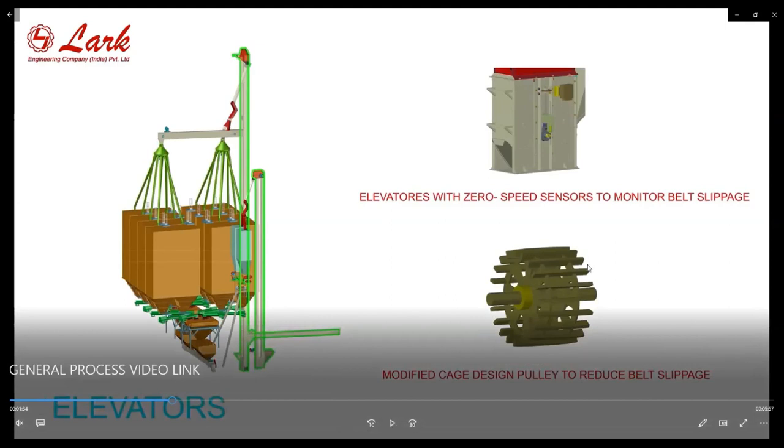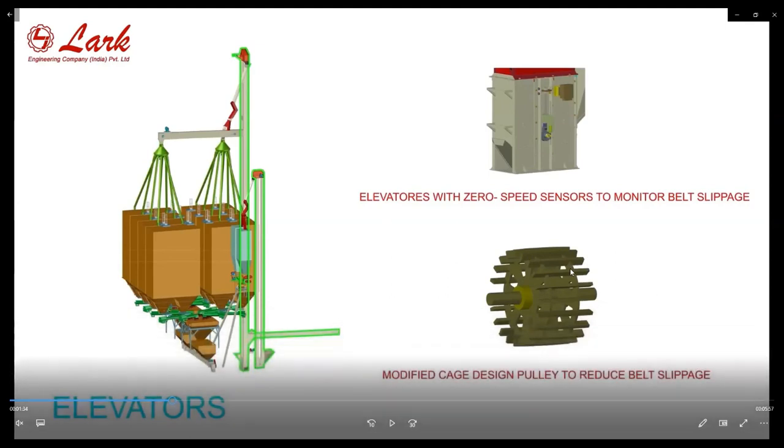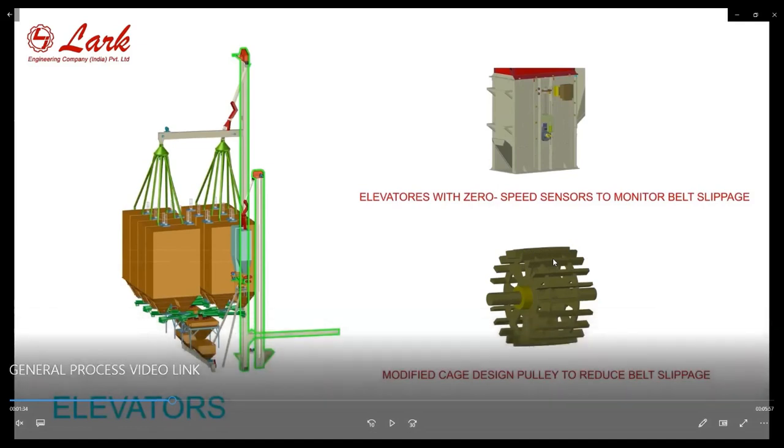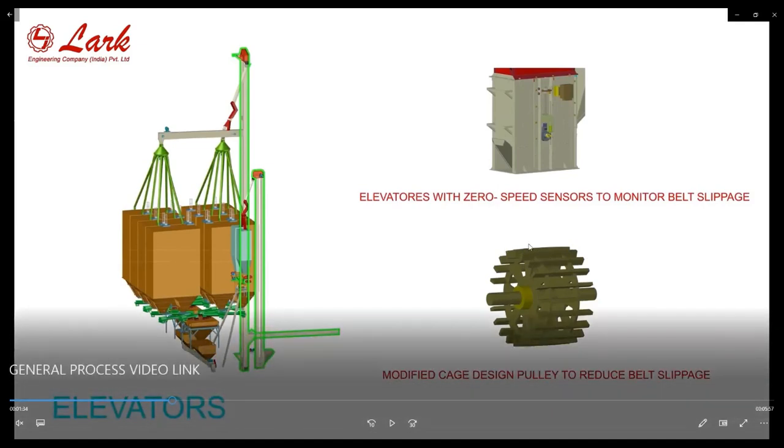Then this is the design of the pulley. We have to reduce the slippage, and we need maximum grip between the belt and the pulley. So we especially check that there is a crown angle in the pulley, and also the cage type pulley will help in good friction and good movement of the elevator.